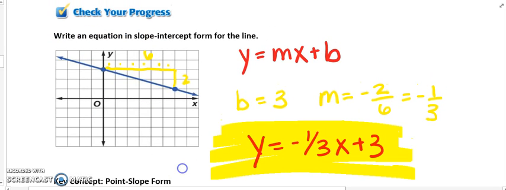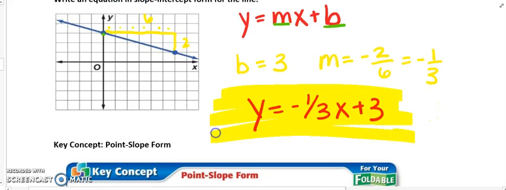Okay, so slope-intercept form has a slope and has an intercept. This is the form. I can find my intercept right away here. It's a 3. And I know my slope. I counted 2 and 6. It's negative, a negative 2/6 or a negative 1/3. Plugged it in, and there's my slope-intercept form.